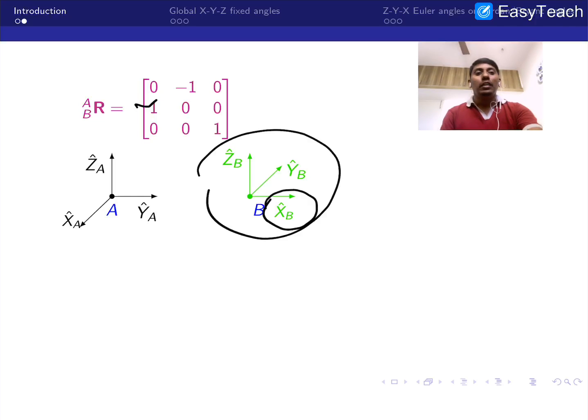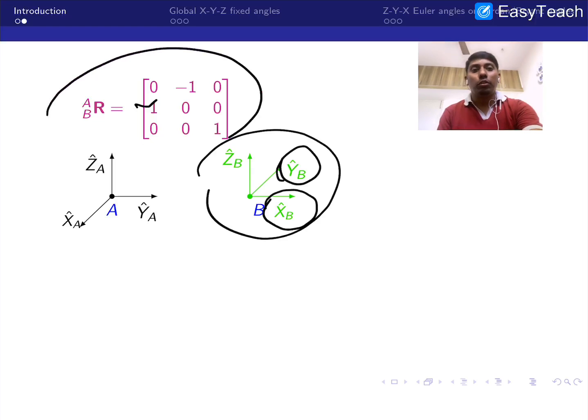Similarly, the YB vector projected on the A frame is parallel to XA, but in the opposite direction of XA cap. That's why you can see it is -1 and the other two are zeros. Similarly for the rest. So now this is the rotation matrix.